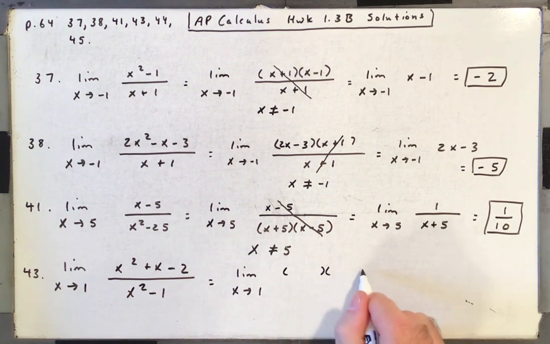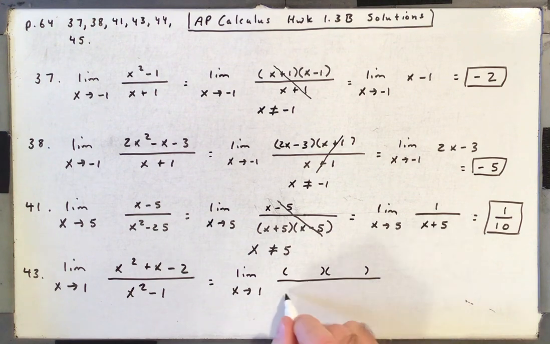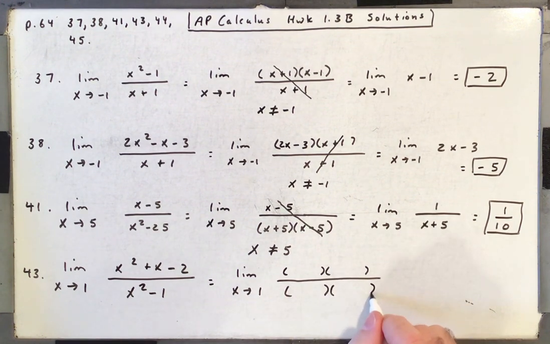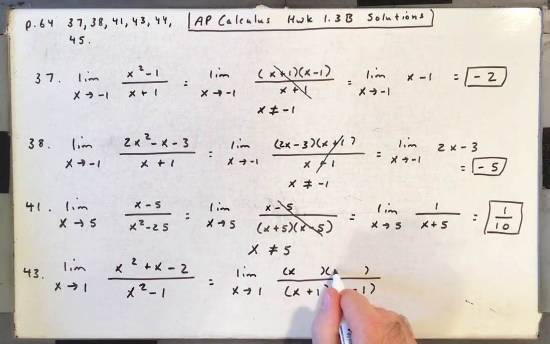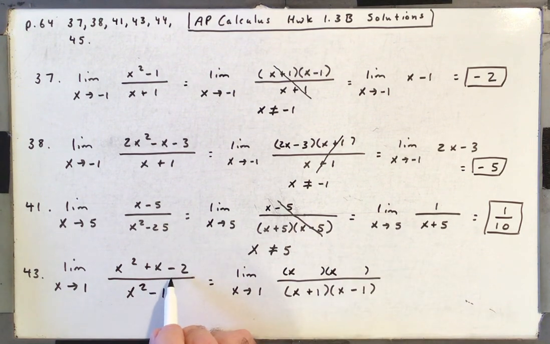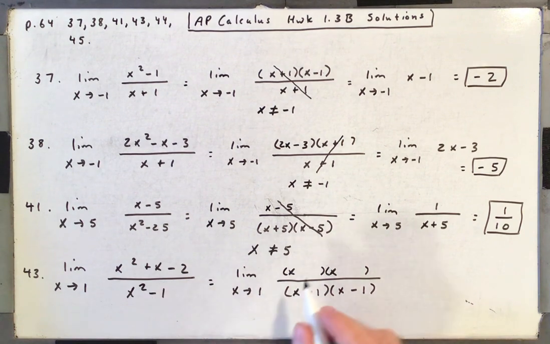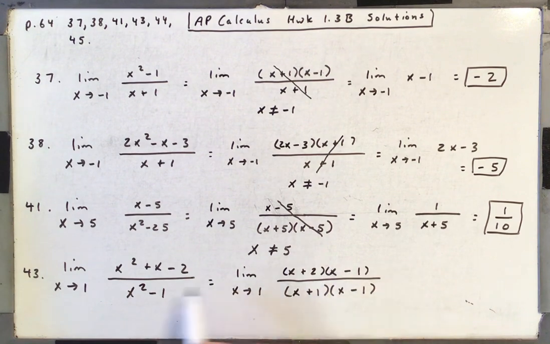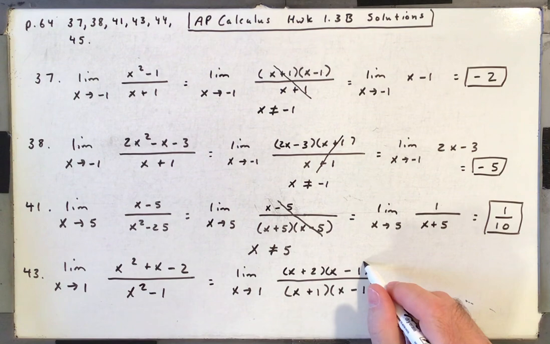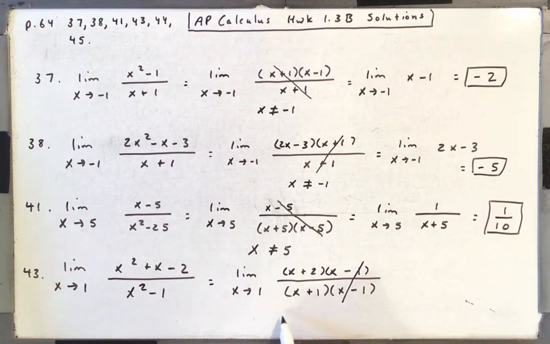Factor the top, factor the bottom. The bottom is easy. It's going to be x plus 1 times x minus 1. On the top, I've got an x and an x. I'm thinking plus 2, minus 1. That gives me a positive x in the middle and a negative 2 on the end. So now we can cross out x minus 1 as long as x does not equal 1.